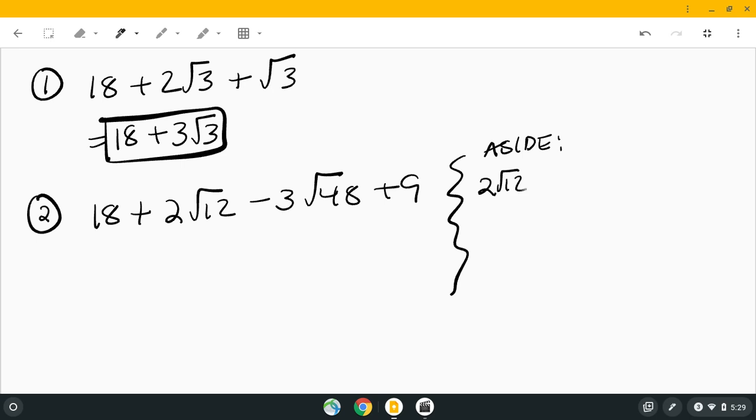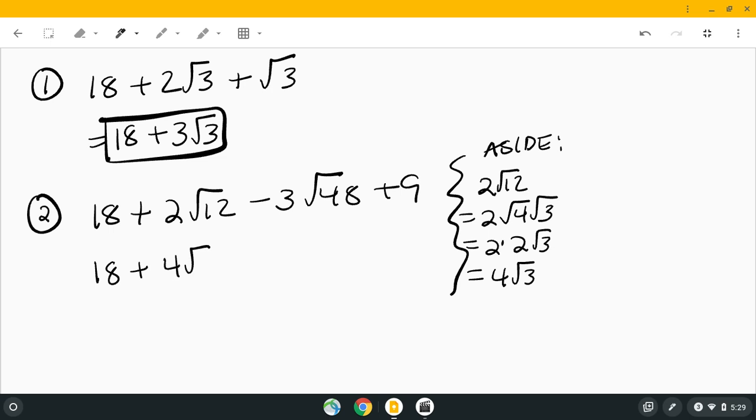2 square root 12. I'm going to go ahead and break up the 12 using 4 and 3. That gives me 2. Square root 4 is 2, and then the square root 3 stays. So this is going to be 4 square root 3. Let me rewrite the 2 square root 12 as 4 square root 3.